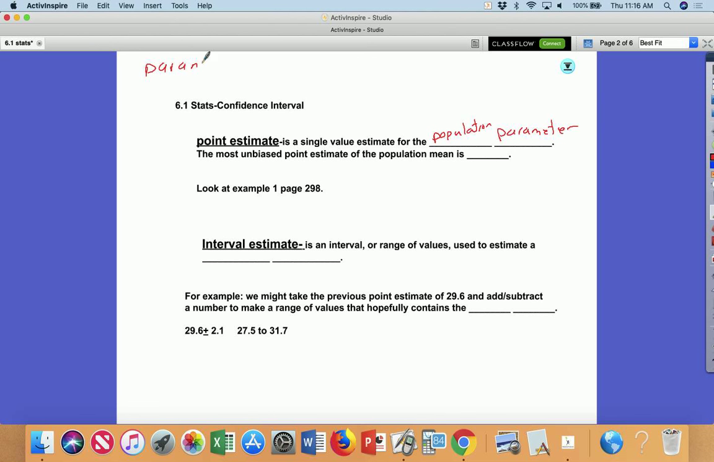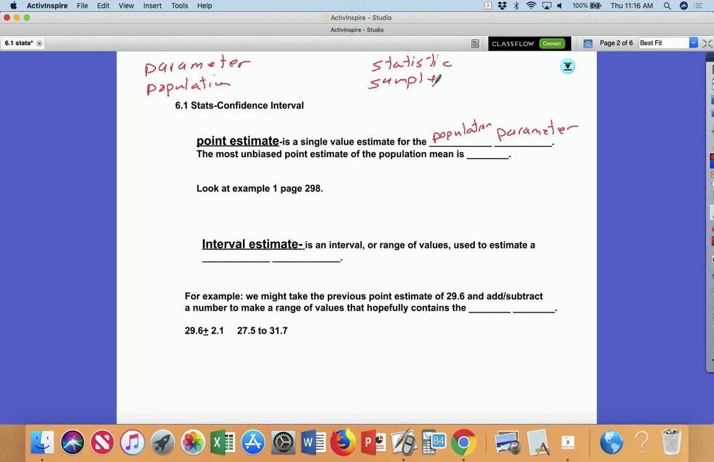Parameter and statistic. Where does a parameter come from? A population. And then a statistic comes from a sample.